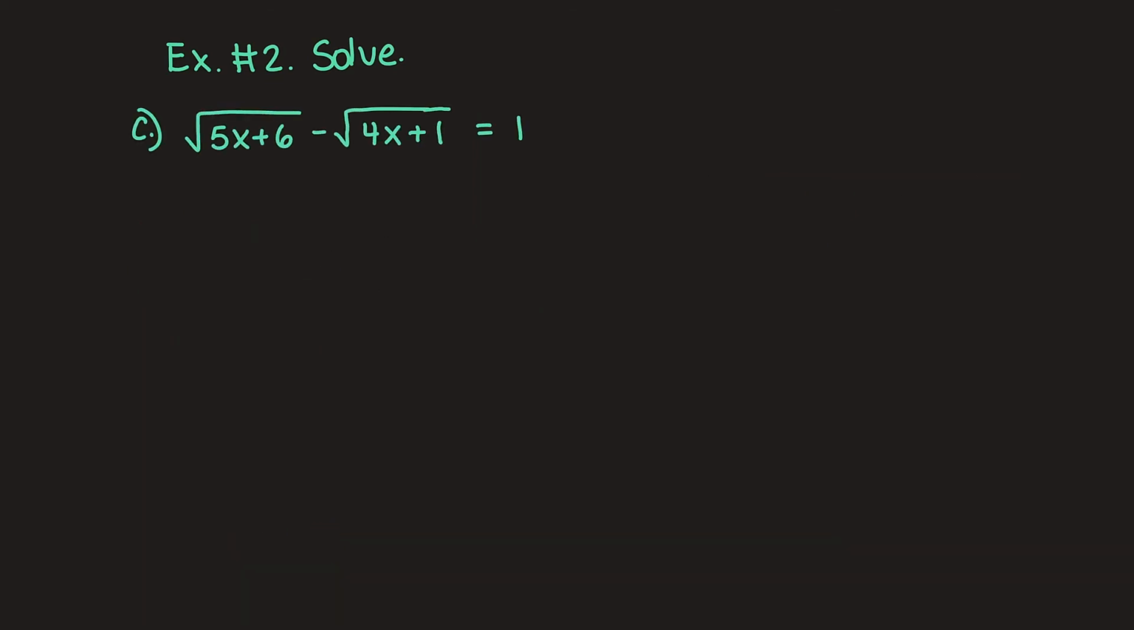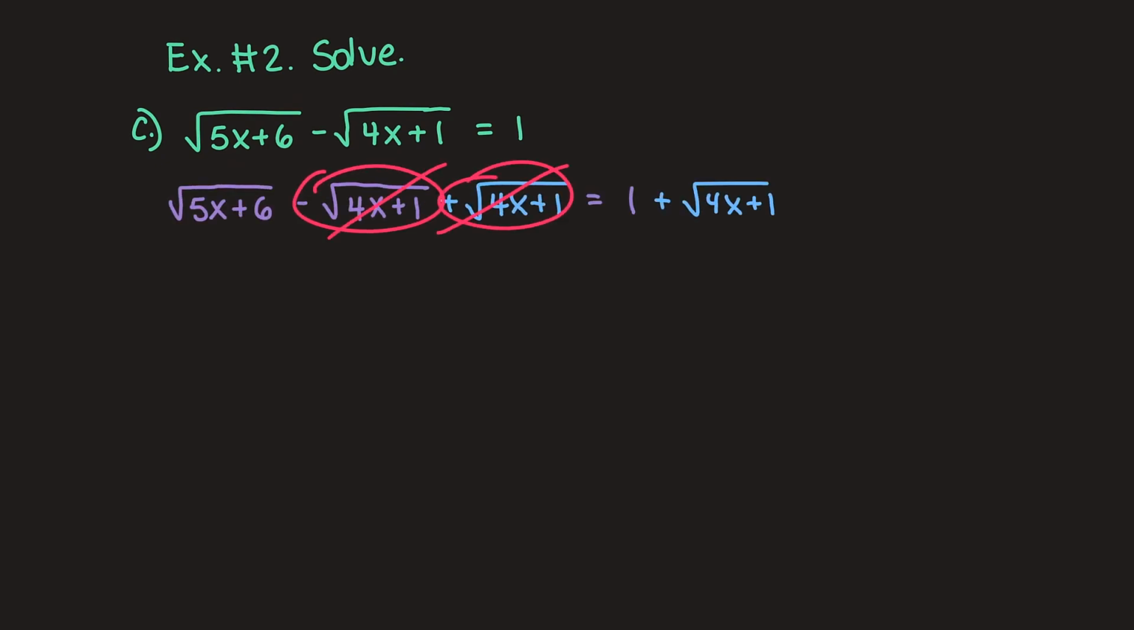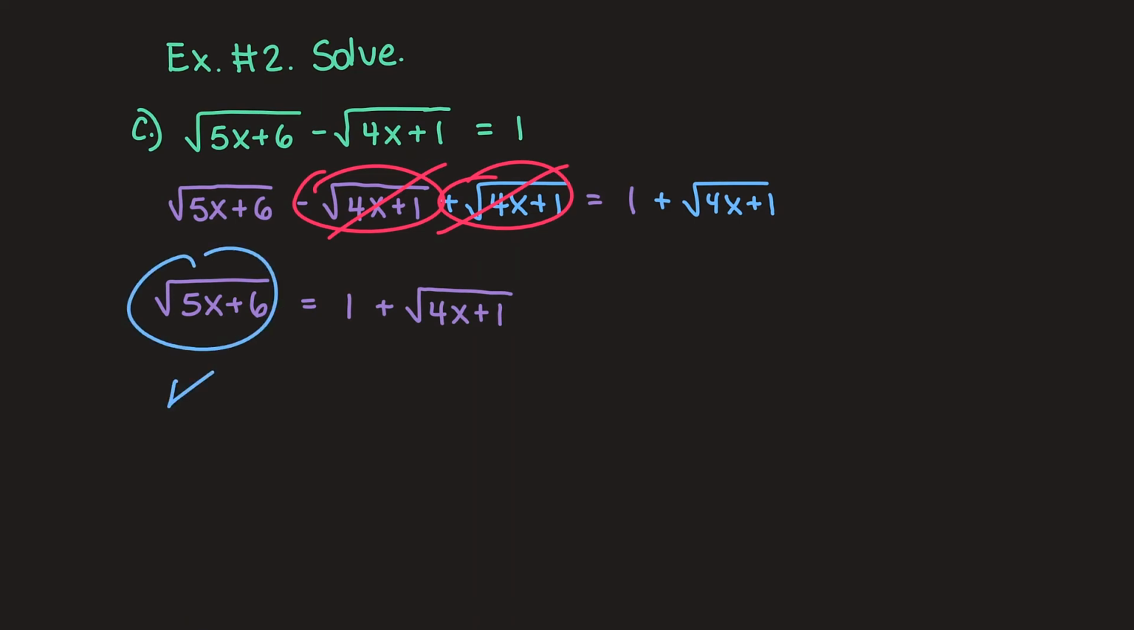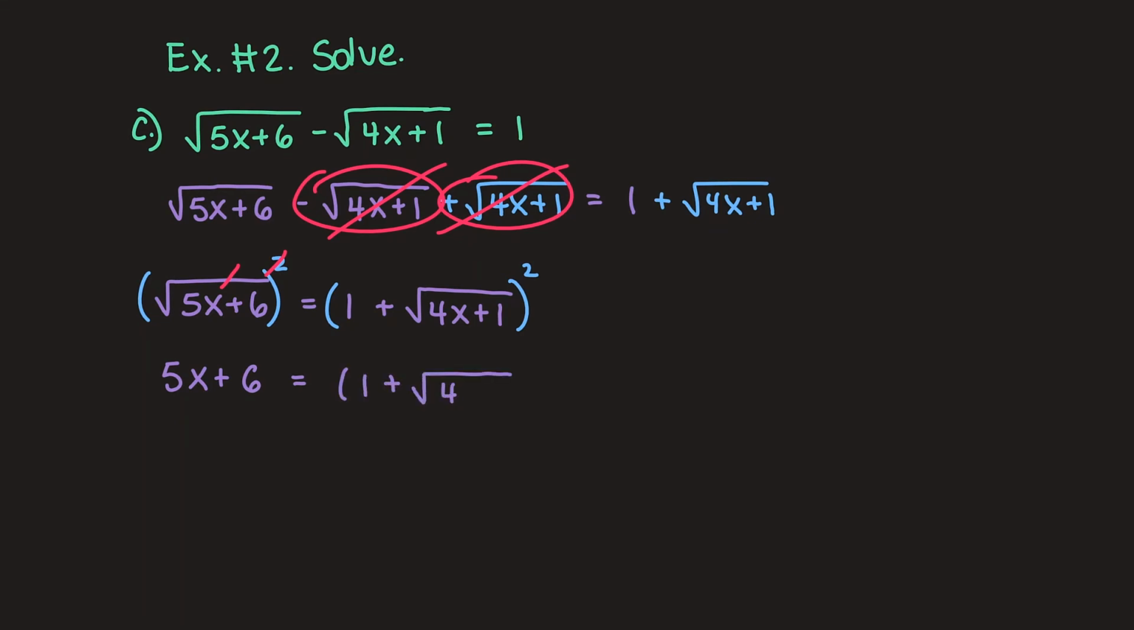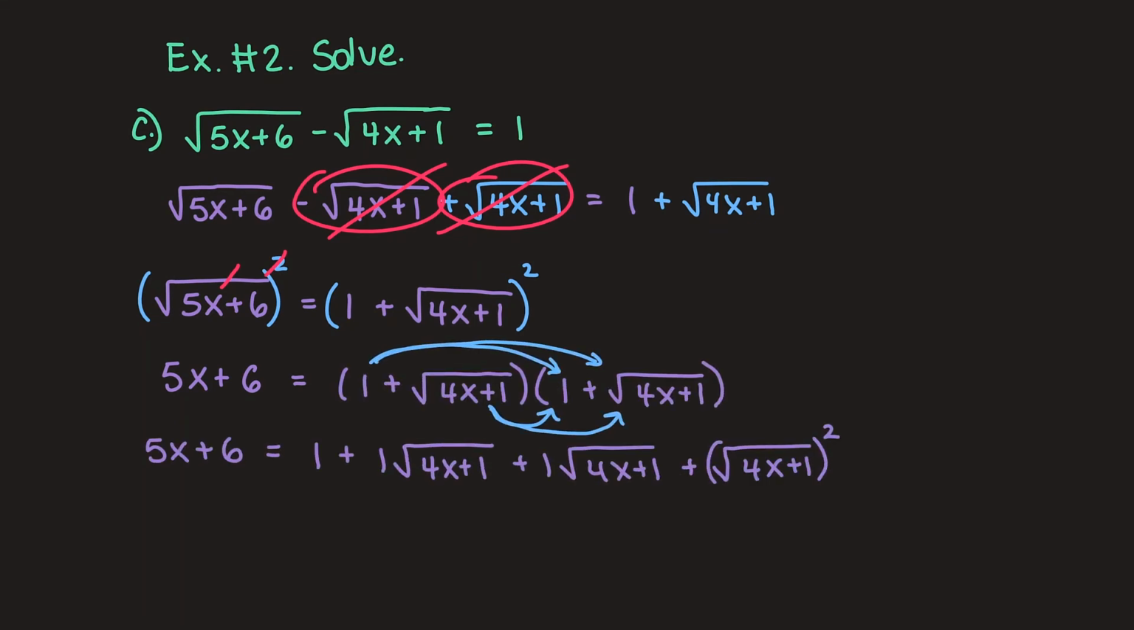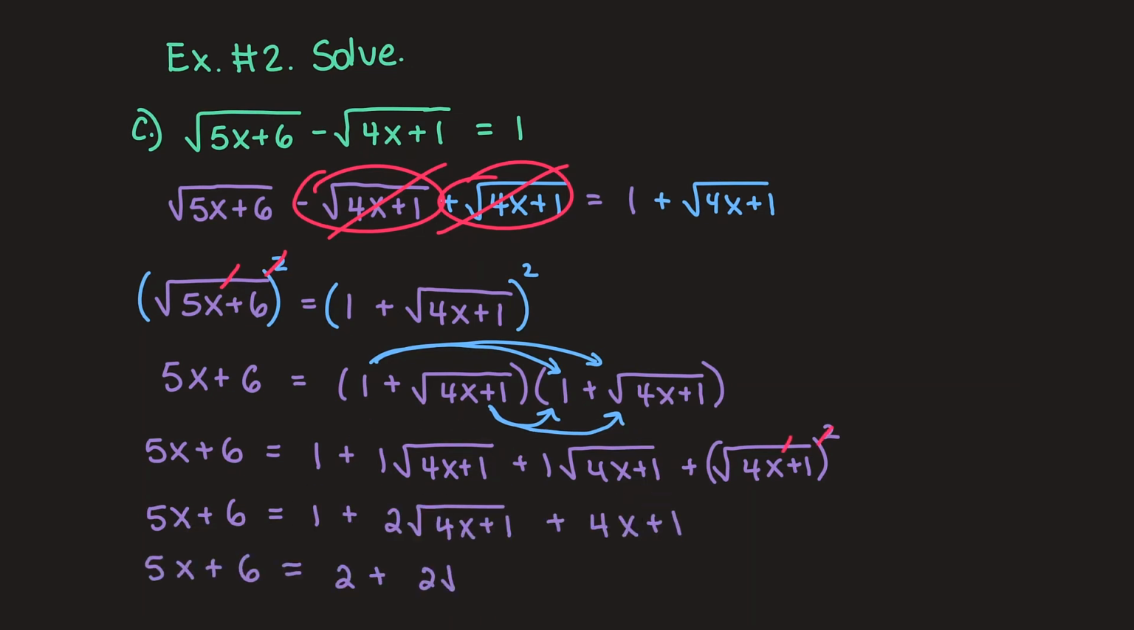For the next equation, we need to get the radical by itself on one side. Again, it doesn't matter which one, so let's isolate this one. Add the square root of 4x plus 1 to both sides of the equation. And now that we have a radical isolated, we can square both sides. The radical eliminates on the left side. However, we will need to be careful with the right side. Expand out the binomial and multiply. Combine the like radicals and the like terms. Then the right side simplifies to 2 plus 2 square root 4x plus 1 plus 4x.